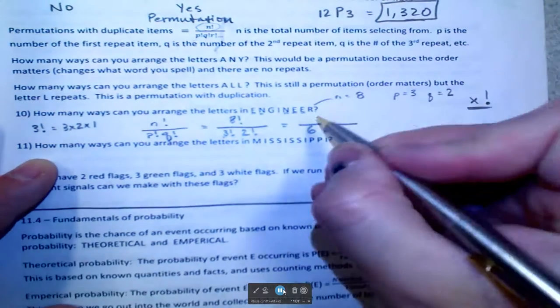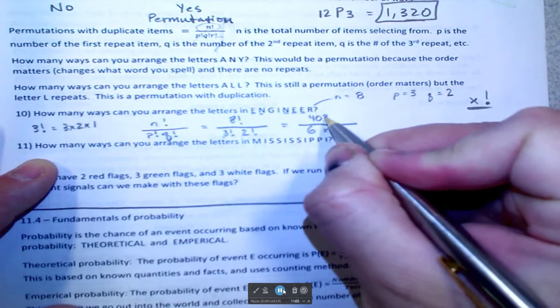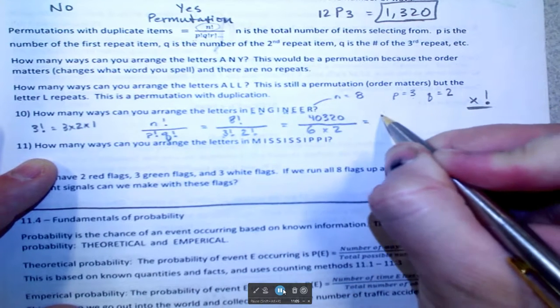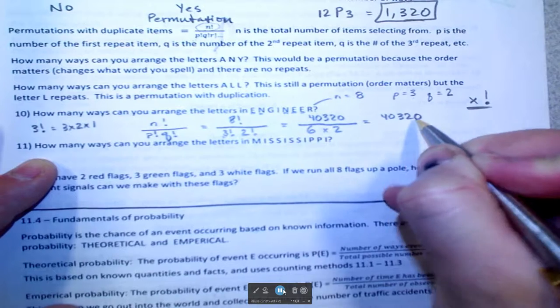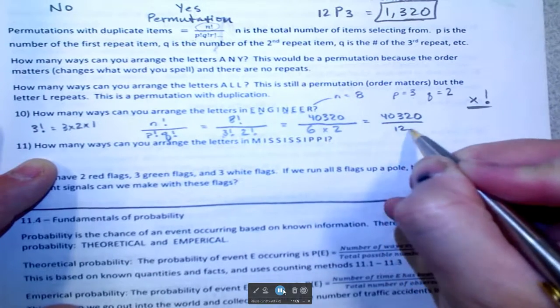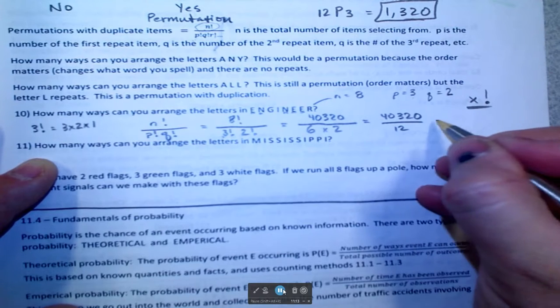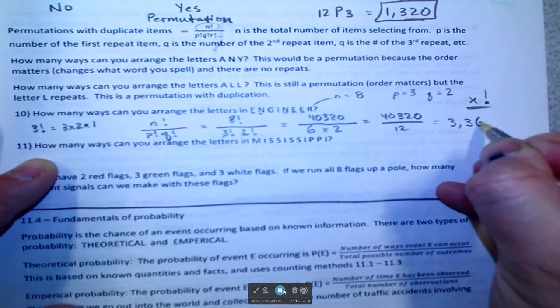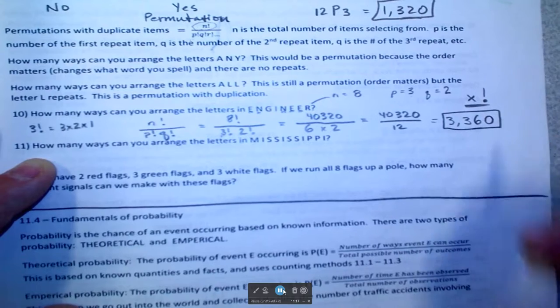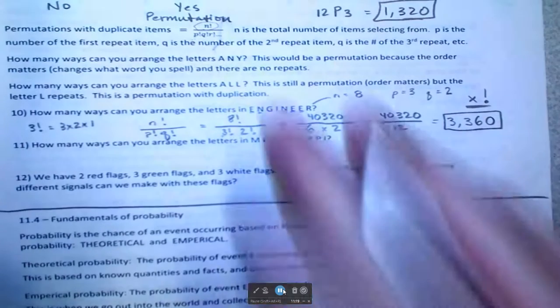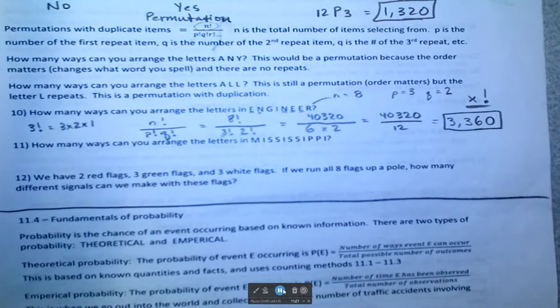40,320. So that's going to be my numerator, 40,320, which will be 40,320 divided by 12, right? 6 times 2 is 12. So divide that by 12, and I get 3360 ways. Okay, so that's how many ways you can rearrange those 8 letters. Fair enough?